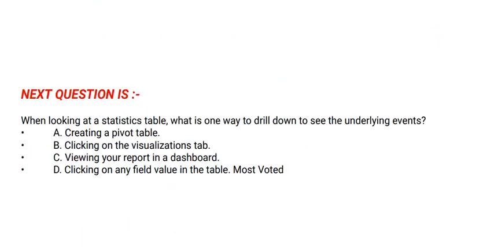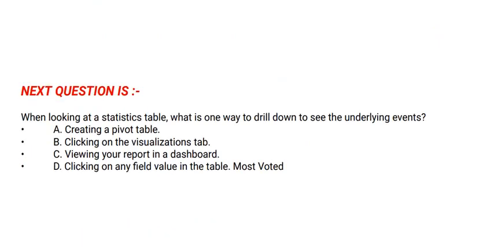Next question is, when looking at a statistics table, what is one way to drill down to see the underlying events? Options are: option A, creating a pivot table. Option B, clicking on the visualizations tab. Option C, viewing your report in a dashboard. And option D, clicking on the field value in the table, most voted. The correct option is option D.